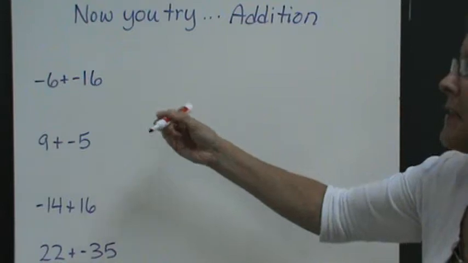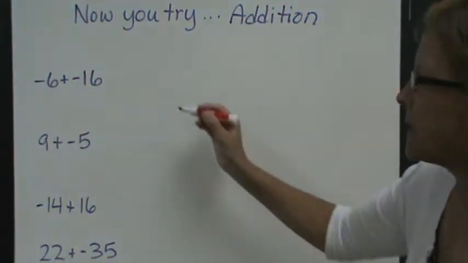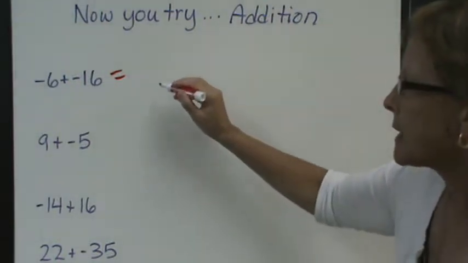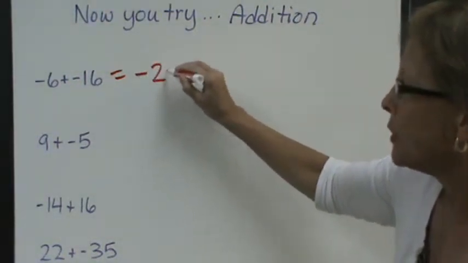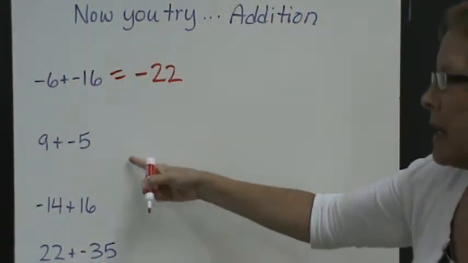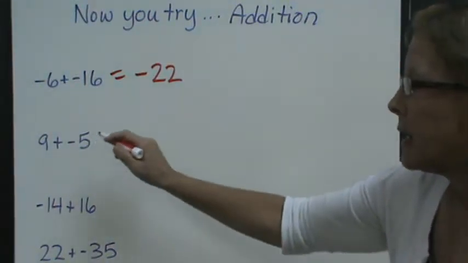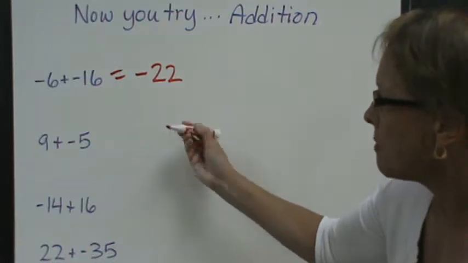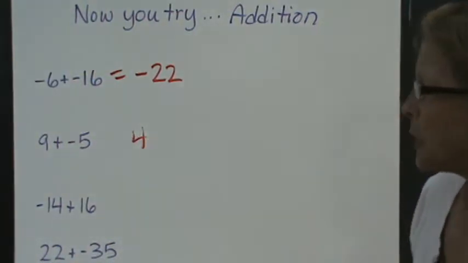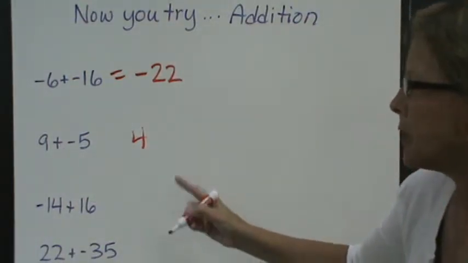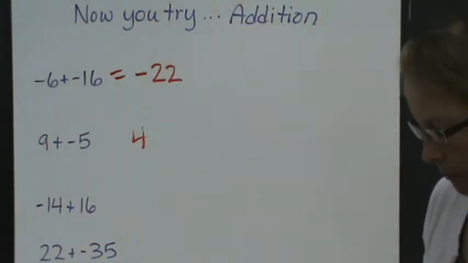Okay, I've got negative 6 plus negative 16. The signs are the same, so I'm going to add 6 plus 16 and I get negative 22. 9 plus negative 5, the signs are different. I'm going to subtract. 9 minus 5 gives me 4. And which one is further from 0? Which one appears the largest? The 9 does, so it's a positive answer.